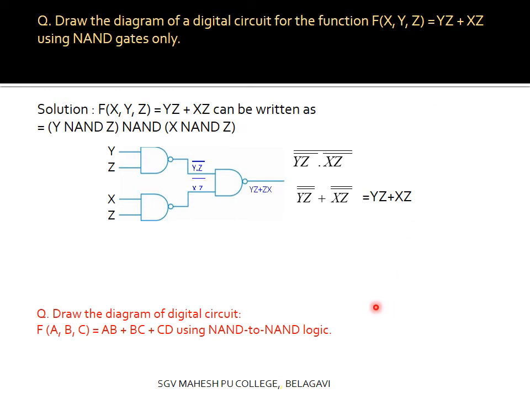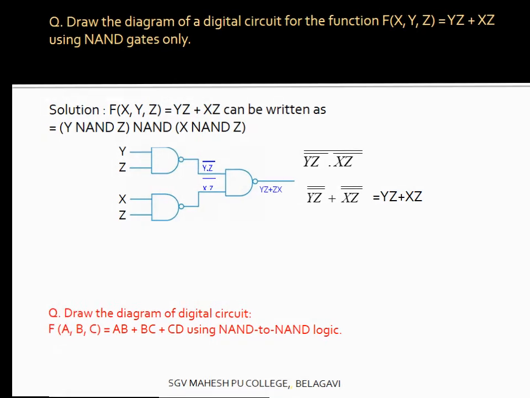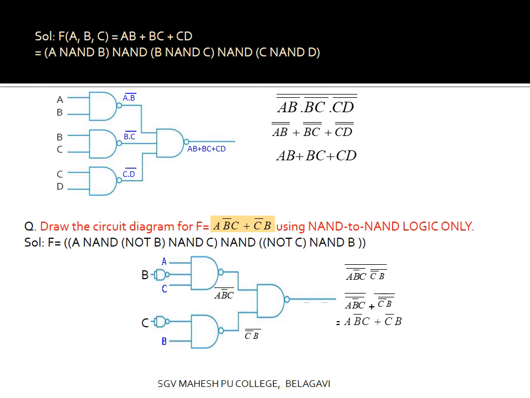Now let us take one more example to draw the circuit diagram using NAND gates only. The given expression is AB plus BC plus CD. We have an equation f of ABC where I'm trying to represent the circuit in the form of NAND gates. So we have two inputs here, A and B, but it is a NAND gate, so we are going to represent it with the NAND symbol. Similarly for BC and CD.